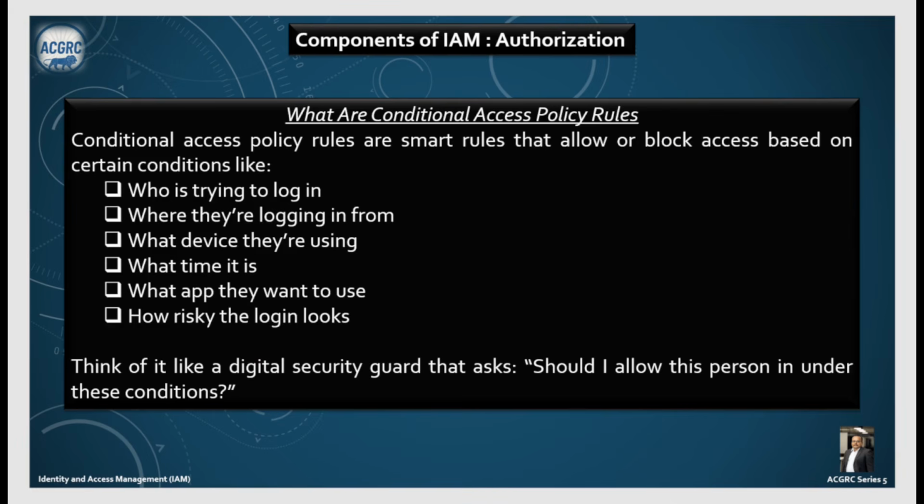Next we come on to conditional access policy rules. What are those? Conditional access policy rules are smart rules that allow or block access based on certain conditions, like who is trying to log in, where they are logging in from, what device they are using, what time it is, what app they want to use, and how risky the login looks. Think of it like a digital security guard that asks, should I allow this person in under these conditions?